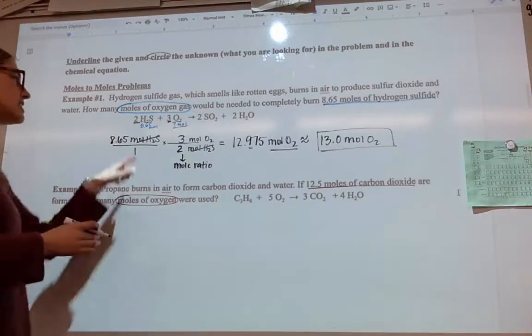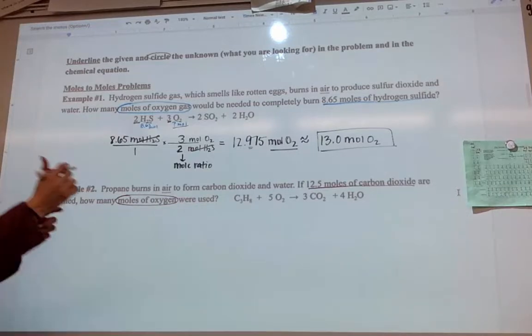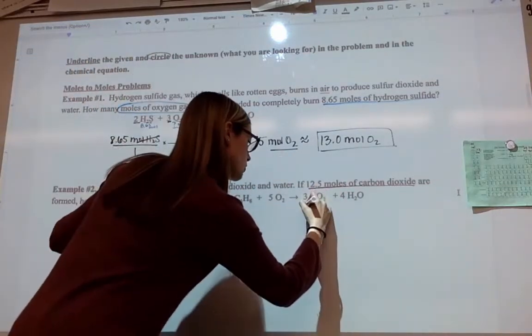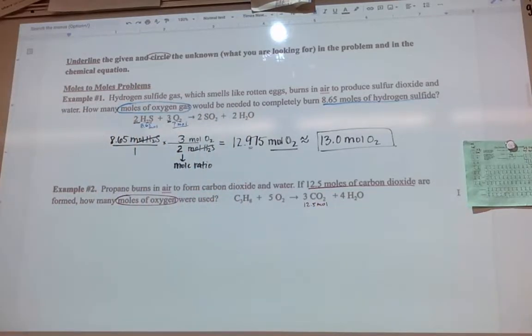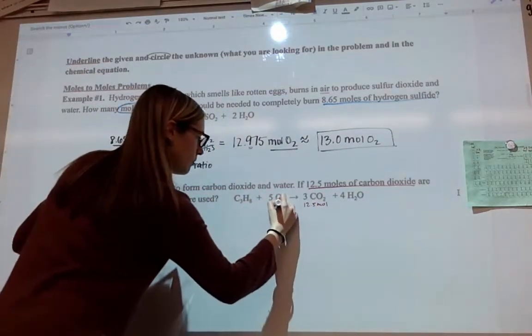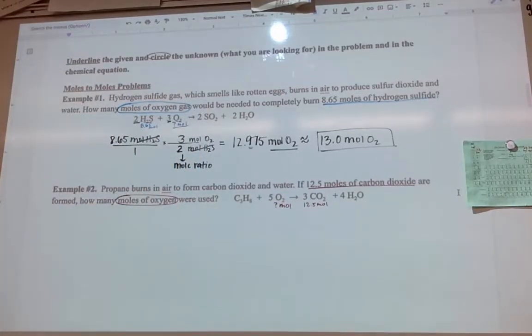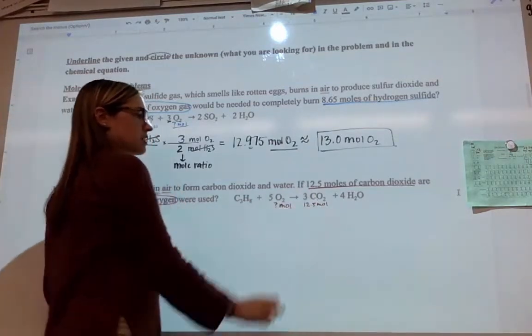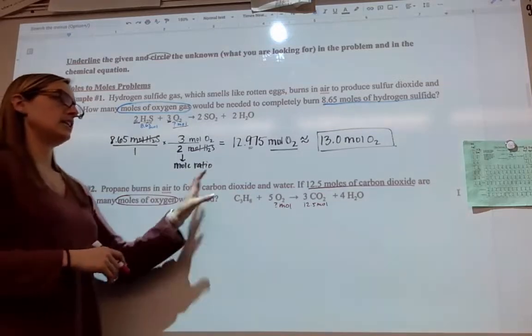So again, I like setting up my information like this underneath the balanced equation, just so that everything's there. So 12.5 moles of carbon dioxide was produced. How many moles of oxygen was used? So now this says nothing about propane, nothing about water. Our focuses here are carbon dioxide and oxygen. So see if you can use example 1 kind of as a guide and work with a partner. See if you can set this up and solve.